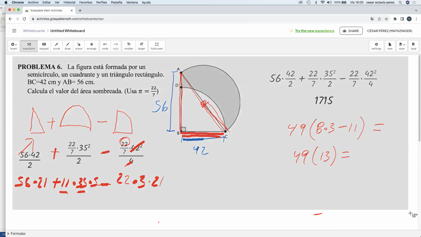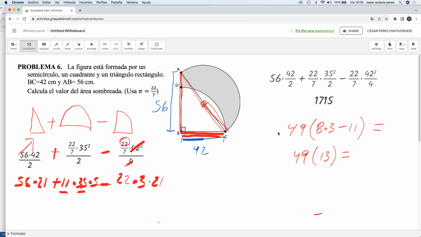The important part, well, finding the right answer for every one of these is important, but the most important part is we need to understand how the figure is made. Lo más importante es encontrar cómo se forma la figura.